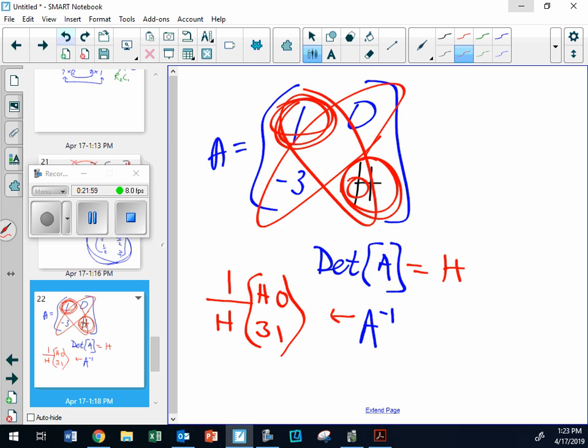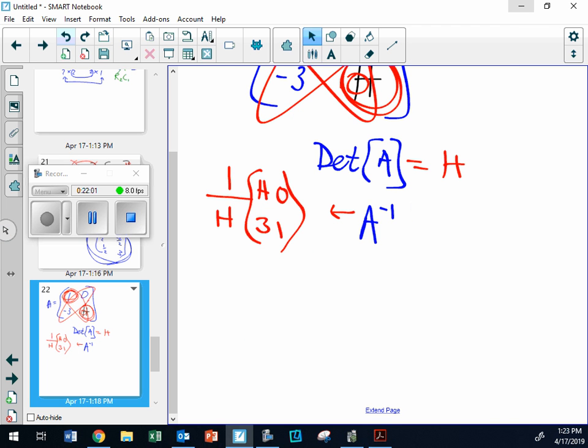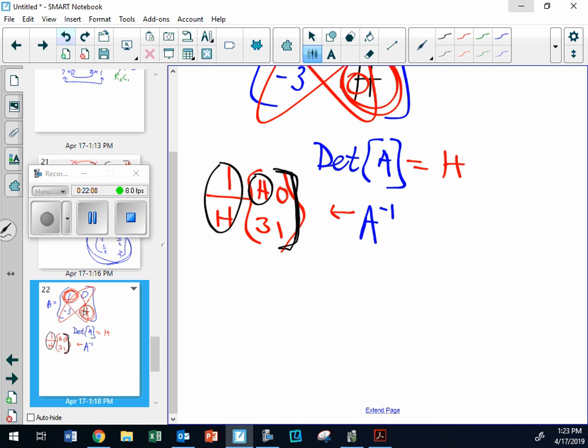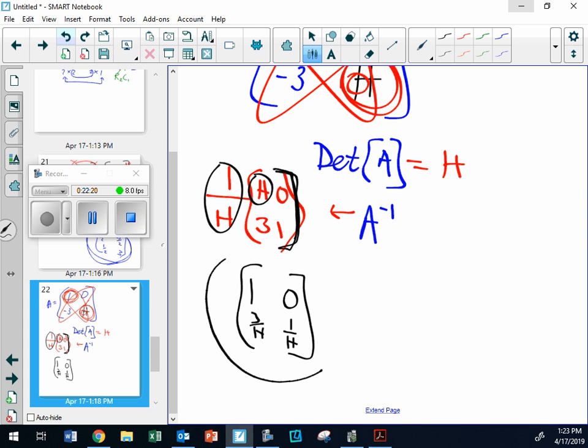And now, if I actually multiply this all out, sorry, this got a little bent over there. I now have 1 over H times H, which is just 1. 1 over H times 0, which is just 0. 1 over H times 3, which is 3 over H. And 1 over H times 1, which is 1 over H. There's your final answer. Notice it's got H's in it. That's why your calculator couldn't get the answer.